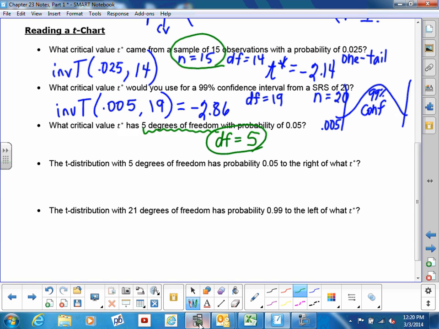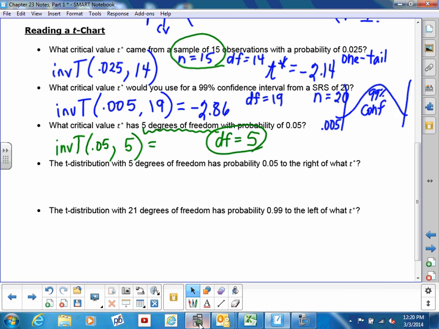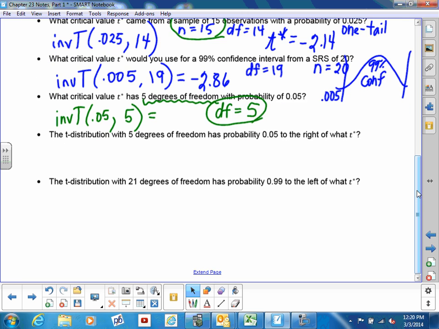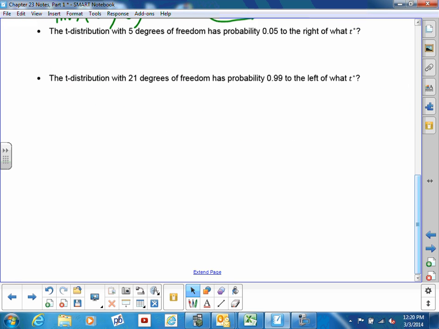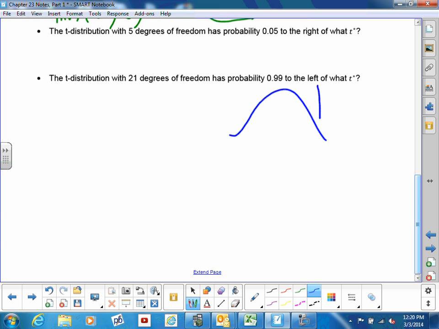So find this one really quickly. This one's going to be your inverse t of 0.05, comma 5, because it actually is that degrees of freedom. Then you get that one. I want to do the last one because it's the only one of these that actually comes out with a positive. The t-distribution for 21 degrees of freedom has a probability of 99% to the left of what critical value?